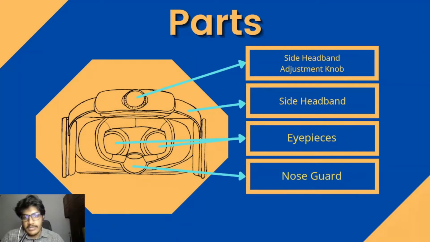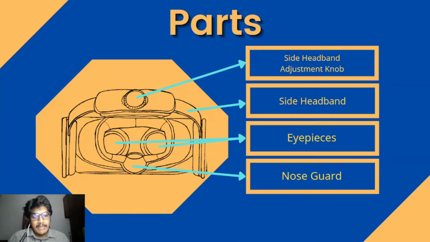This is the interior view, and the first thing we'll notice is the side headband adjustment knob and the side headband. The side headband is the band that goes around the side over here, and the adjustment knob is able to twist inwards and outwards to adjust the specific tightness of the band. So it can either become loose and extend, or it can become tighter and contract. This is also to help with the user's head size.